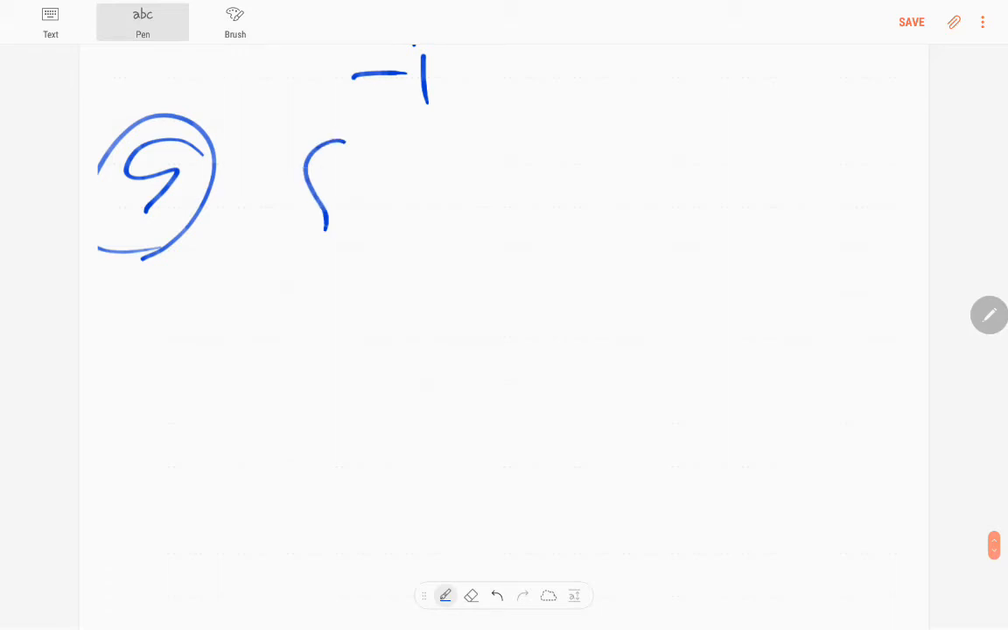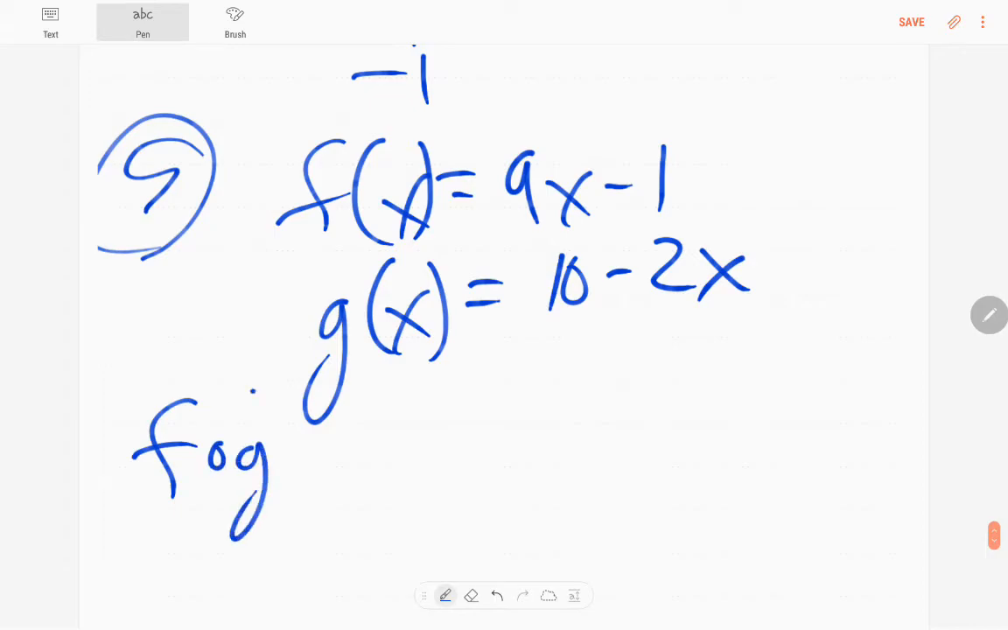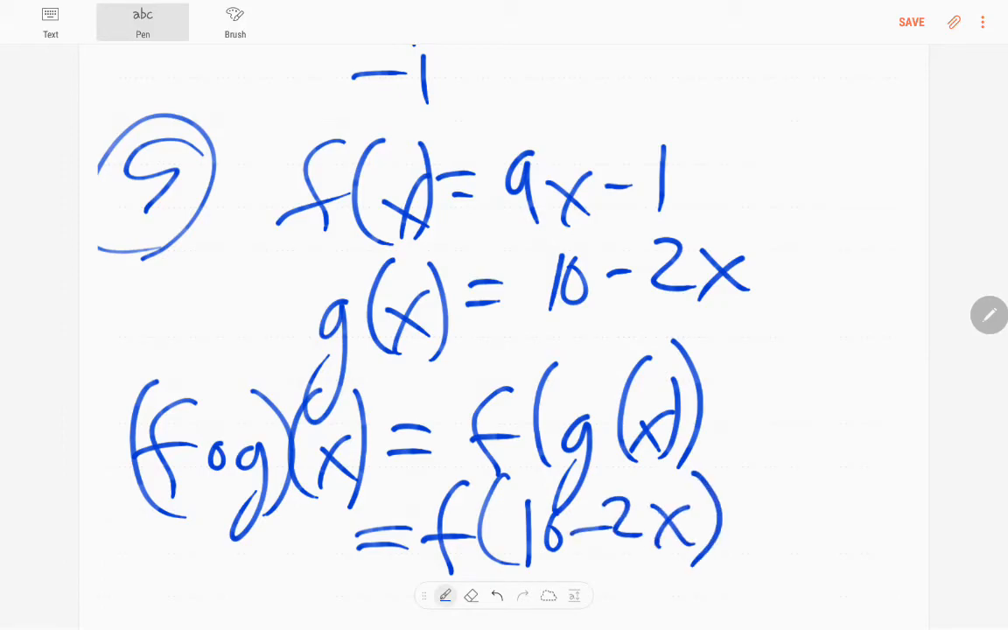Let's do number 5. F of x is equal to 9x minus 1. G of x is equal to 10 minus 2x. So we're supposed to find f of g of x first. And by definition, that's function f evaluated at g of x. But remember, you always do the one on the right first. So replace the g with 10 minus 2x.